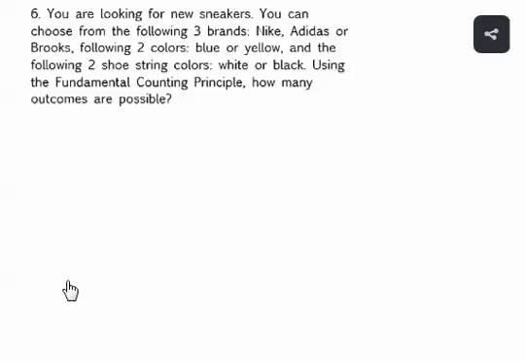Okay, so let's try it. It says you are looking for new sneakers. You can choose from the following 3 brands: Nike, Adidas, or Brooks, the following 2 colors, blue or yellow, and the following 2 shoestrings, white or black. Using the fundamental counting principle, how many outcomes are possible?